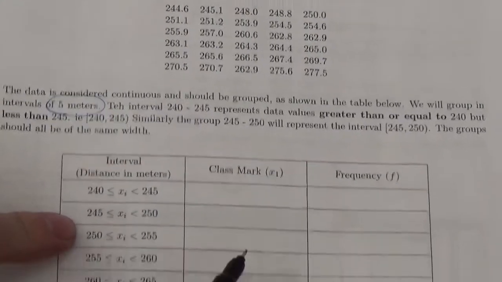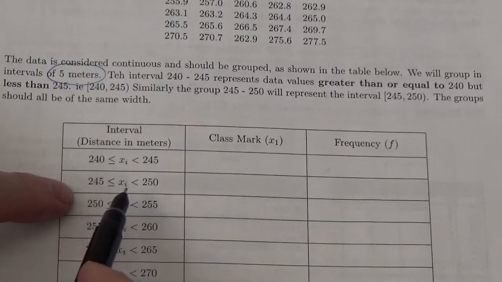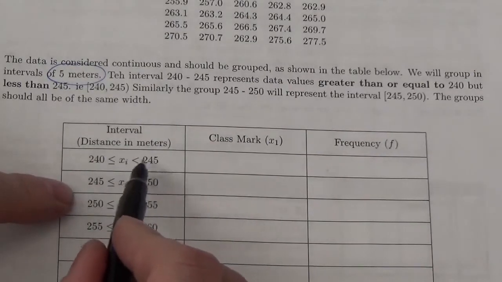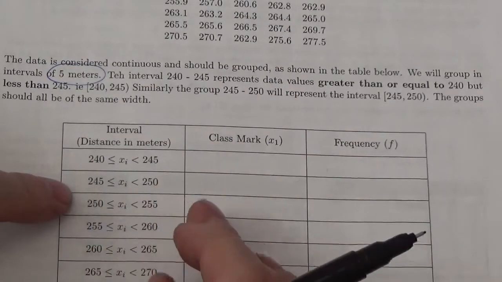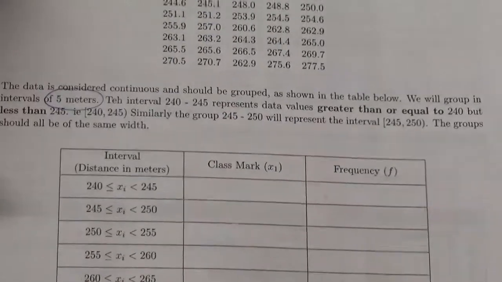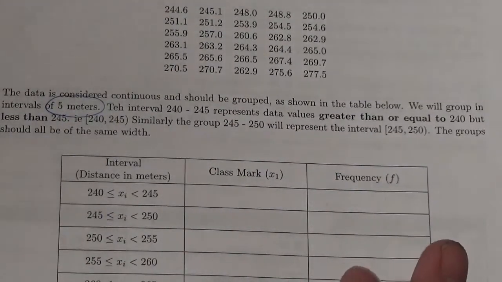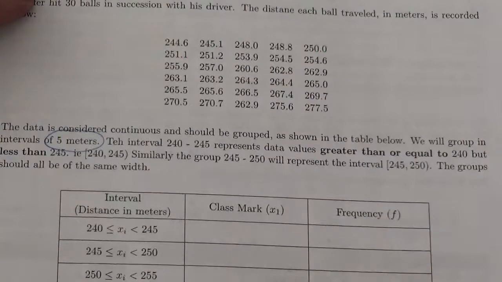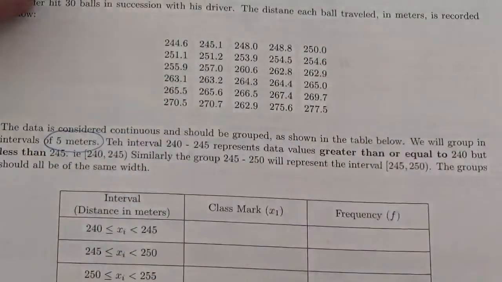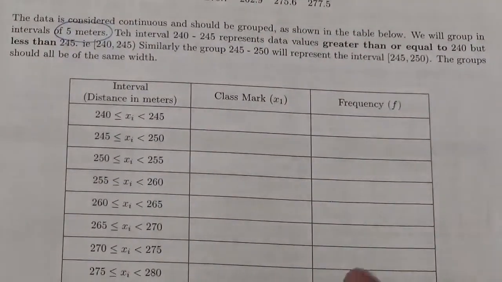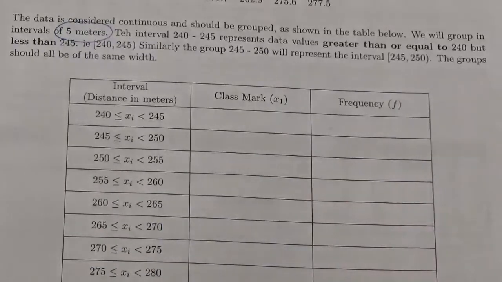And then we're going to jump in the next section from 245 up to 250. So we're up to but not including the higher end point of that interval there. Okay? So now I'm going to take this data and put it into here. Now before we do this though, really because I'm going to be looking for the frequency, I need to get the class mark for each one.